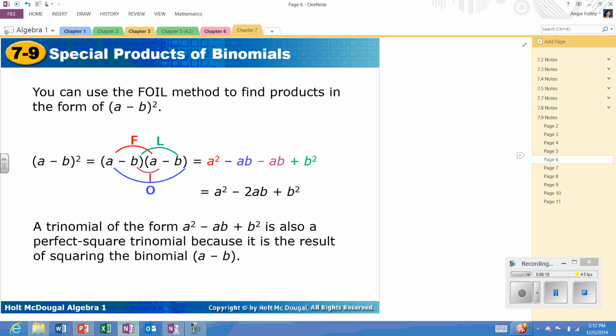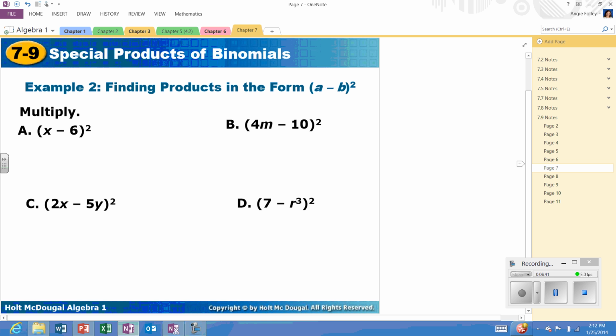So you can use the FOIL method to find the product in the same form if I have a minus b squared. So instead, if I have a minus sign instead of a plus, it's the same thing. So it's the first term squared, the last term squared, and the middle two terms times themselves, but we have a minus and doubled, but a minus sign now. So it's the same idea. We just have a minus sign. So let me do it the long way first.